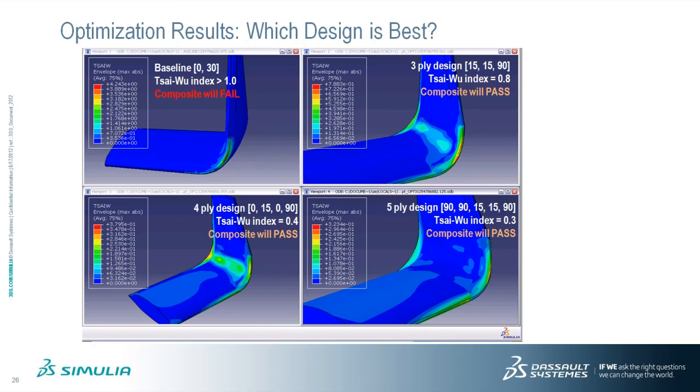And then we had our 5-ply design. Its ply angles were 90, 90, 15, 15, 90. Again, a Tsai-Wu index of 0.3, which is a passing design. So again, we have to ask ourselves, which one of these designs is the best design?